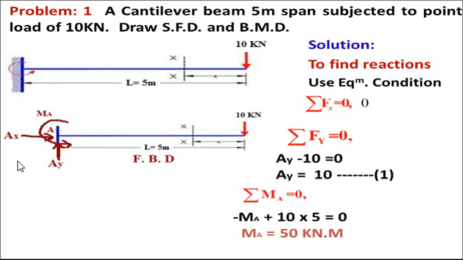Fy is 0 means plus AY minus 10 equal to 0. So AY equals 10, this value is 10. Then take moment about A. After taking moment about A, the moment will be 10 into 5, that is minus 50. This moment will be minus 50 because it is rotating clockwise, but it is a cantilever part, that's why it is negative.